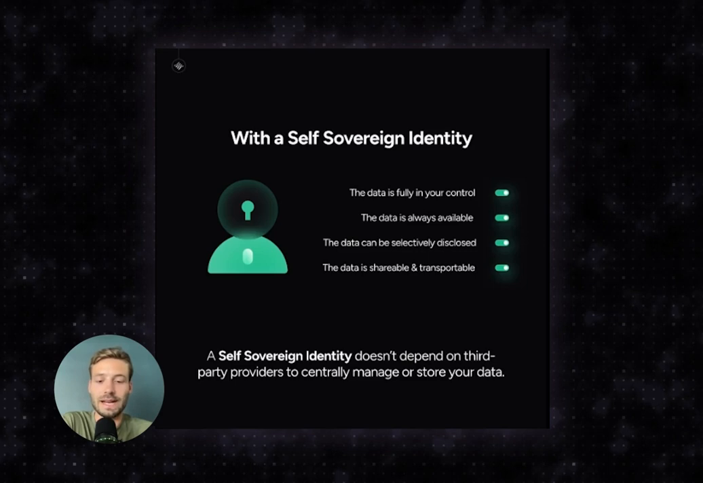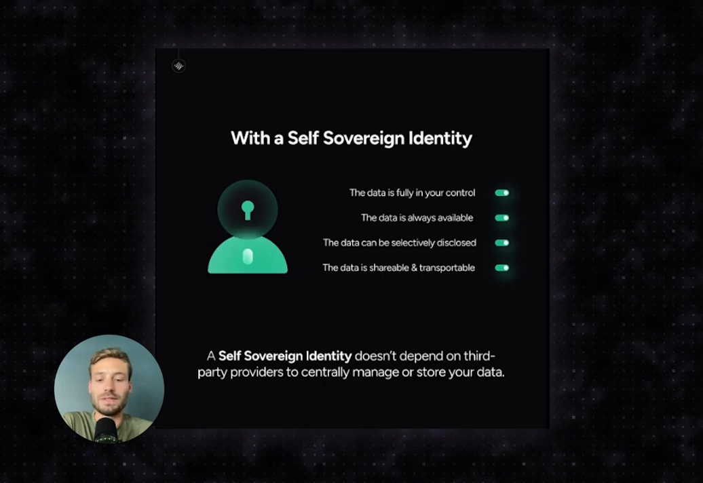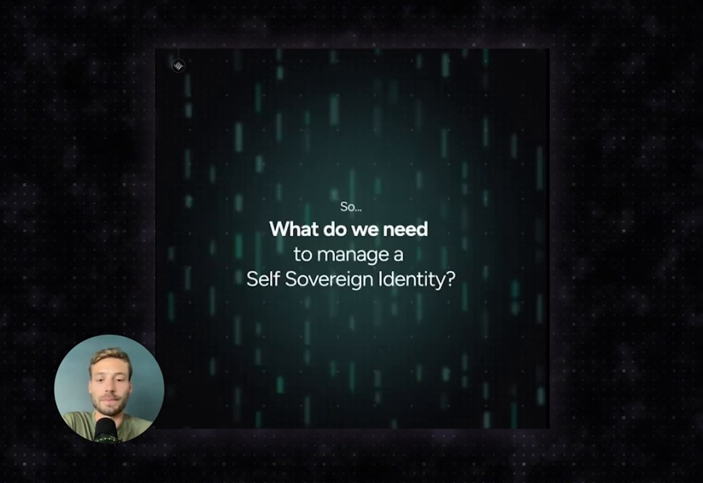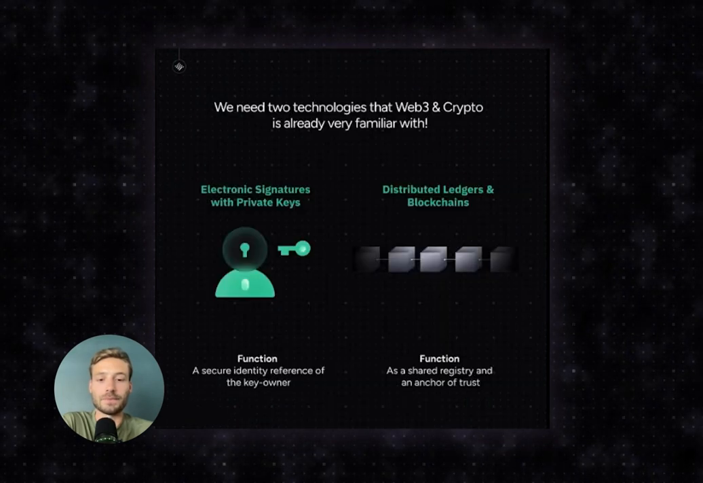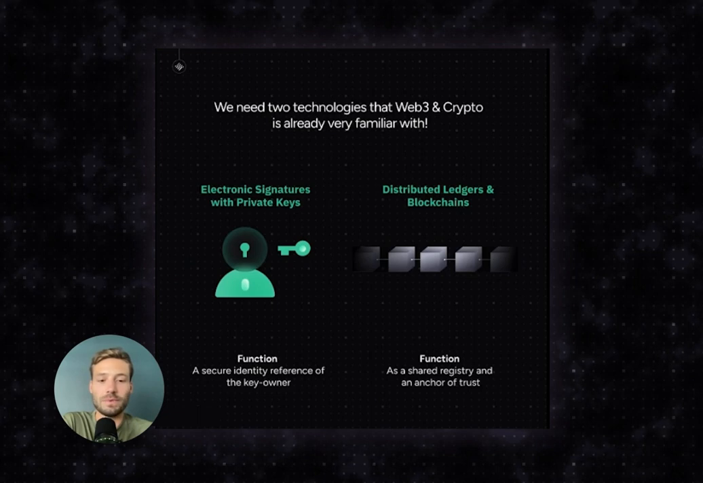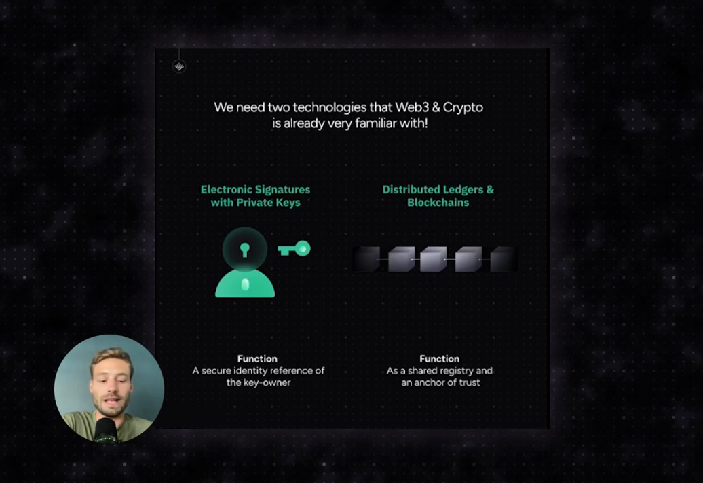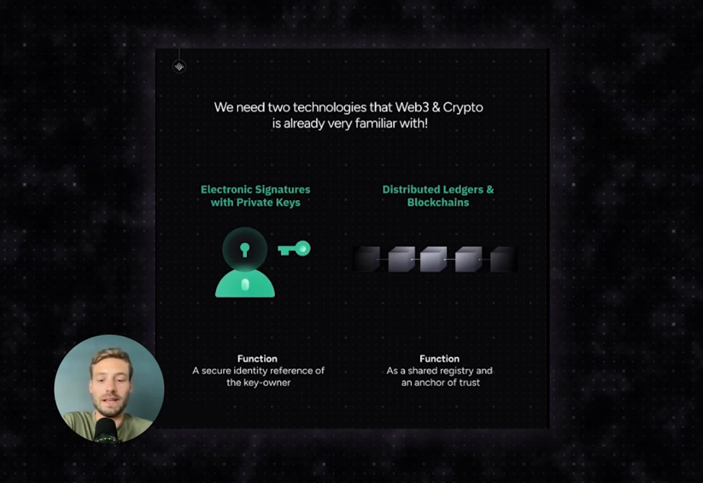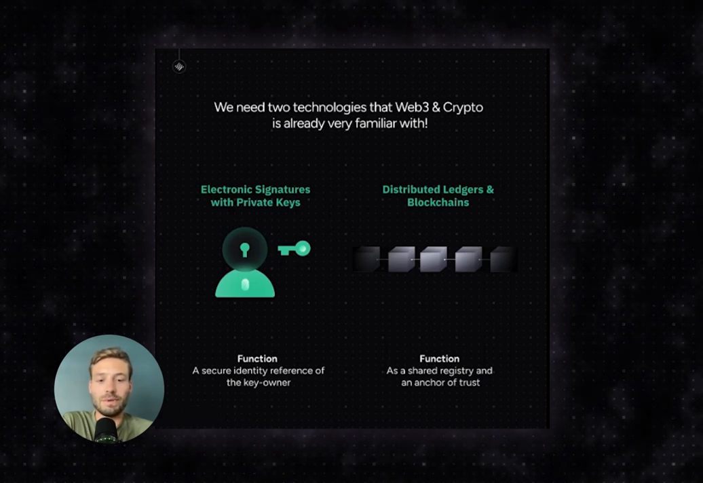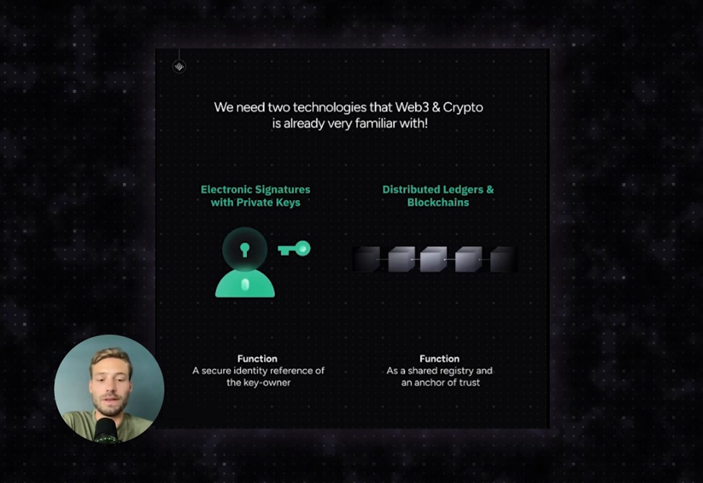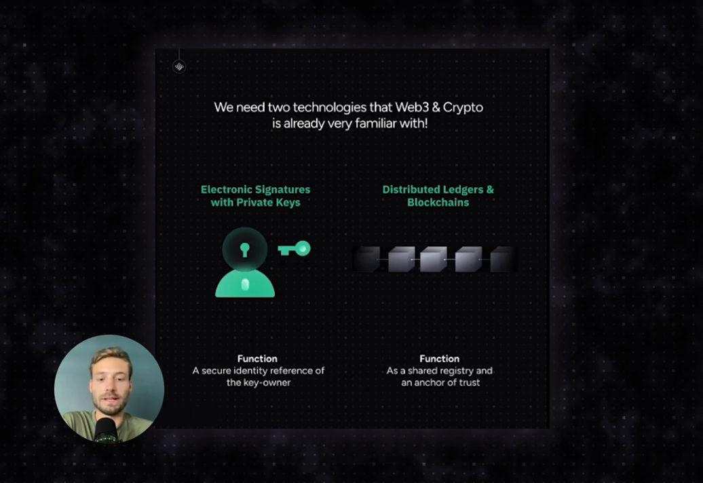Essentially, a self-sovereign identity doesn't depend on third-party providers such as Facebook, Google, or Amazon to centrally manage or store your data. So, what do we actually need to manage a self-sovereign identity? Well, we need two technologies that Web3 and crypto are already very familiar with: the electronic signature with the help of a private key, which signals a secure identity reference of the key owner or the individual, and distributed ledgers or blockchain networks, which function as a shared registry and an anchor of trust between all parties.